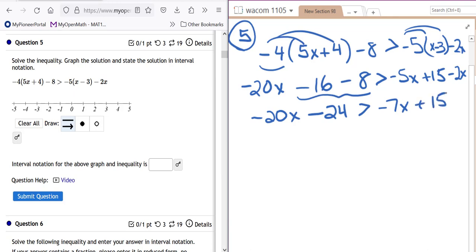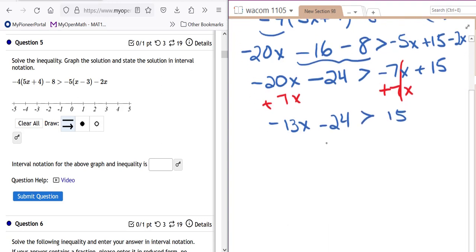Now we will want to get rid of an x term. We should get rid of the 7x and keep the x on the left. It makes graphing easier. So we'll add the 7x. This gives us negative 13x minus 24 is greater than 15. So now we have a two-step problem. Add your 24. And we have negative 13x is greater than 39.